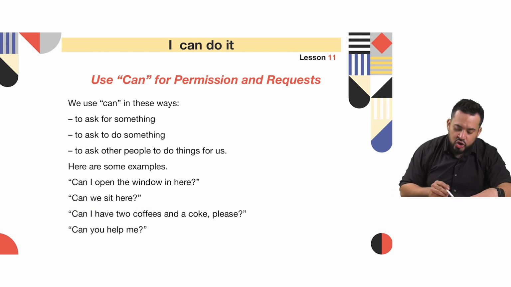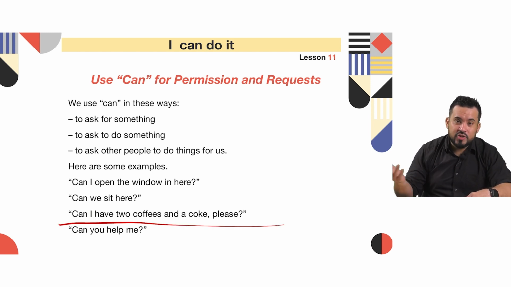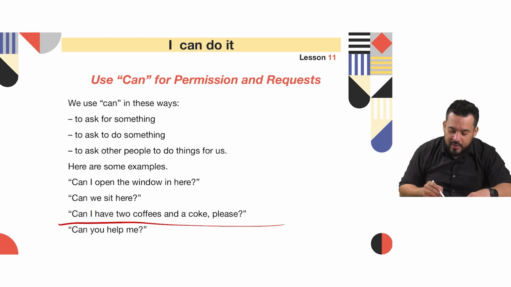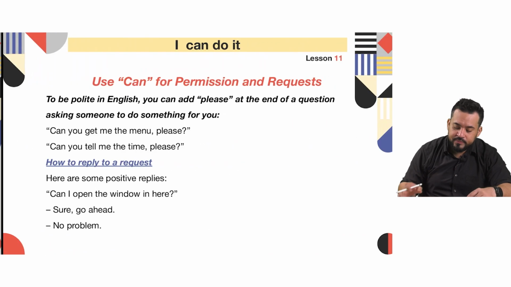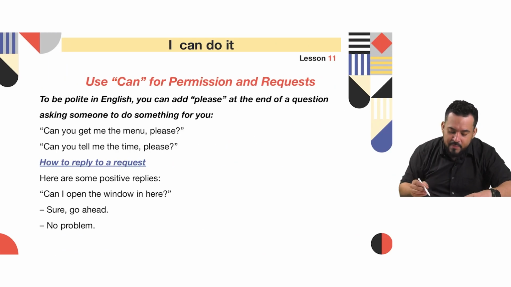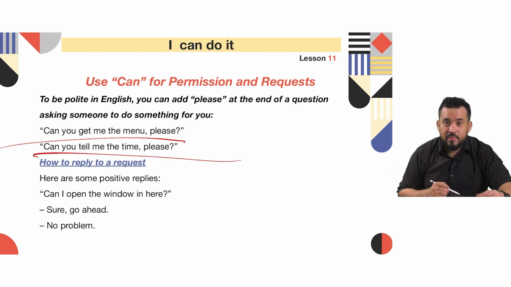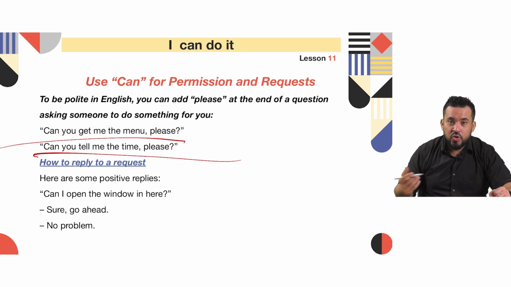Can I have 2 coffees and a Coke, please? This is a request, when you go to a restaurant or a cafe. Can you help me? Request. I need your help. Can you get me the menu, please? Request. At the restaurant, you ask for the menu. Can you tell me the time, please? Again, request. You want to know what time it is.